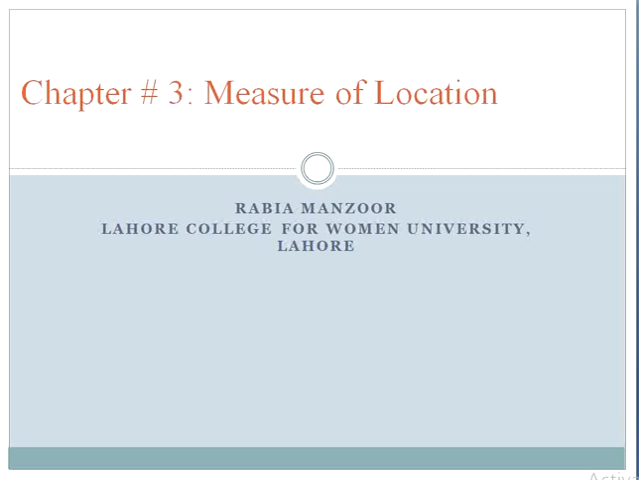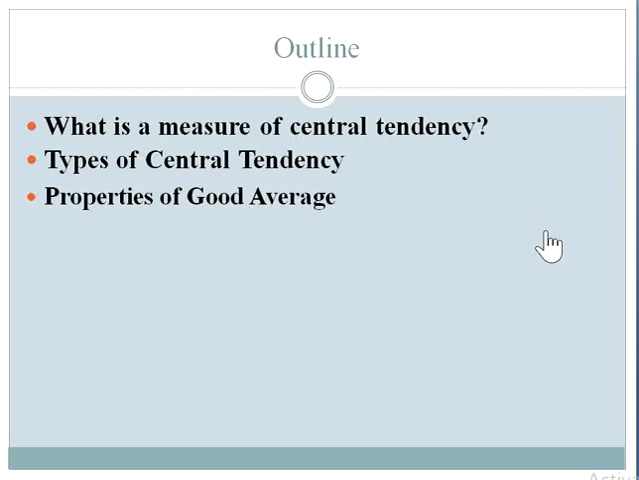In this lecture, I am going to discuss Measure of Location, which is chapter number 3. This is a brief outline of this lecture. At first, we will discuss what is meant by Measure of Location or central tendency. Then we will discuss the types of central tendency, and at last I'll explain what are the properties of a good average. So let's discuss in detail.